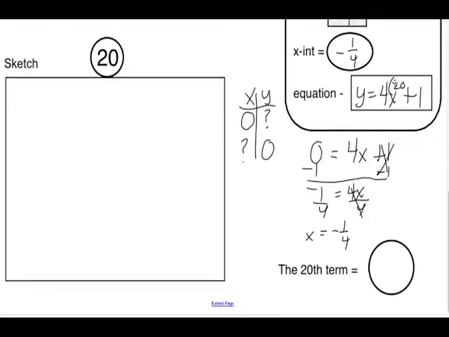And I can do this in my head. You should be able to as well. 4 times 20 is 80. 80 plus 1 is 81. The 20th term will have 81.